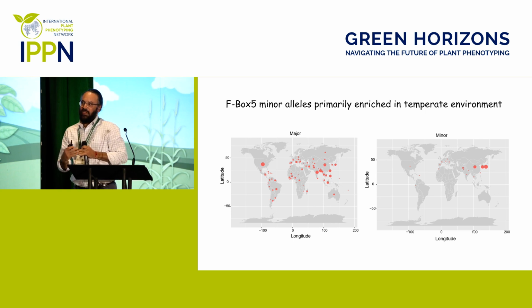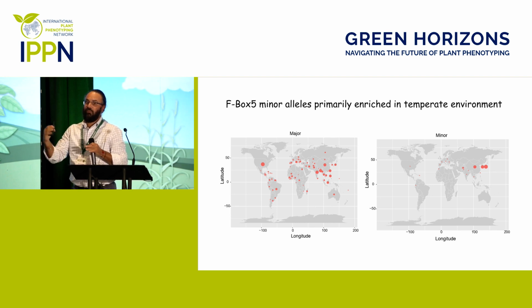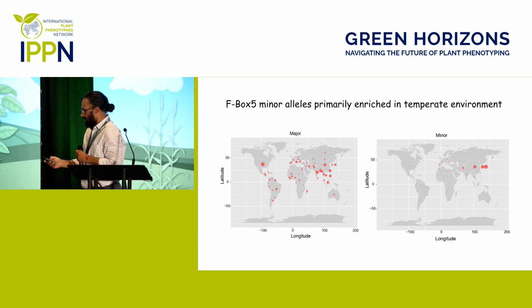So that suggests to us that this gene is actually important for potentially latitudinal regulation, and higher nighttime temperatures. When we think of higher latitudes and lower latitudes, we think mostly in terms of light and photoperiod, but perhaps the nighttime temperature is also a factor in there.